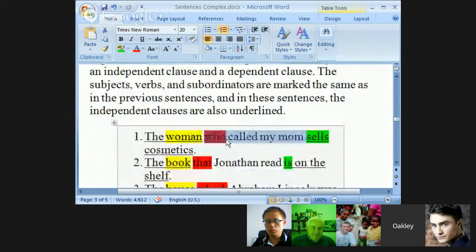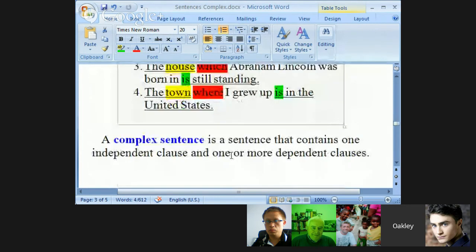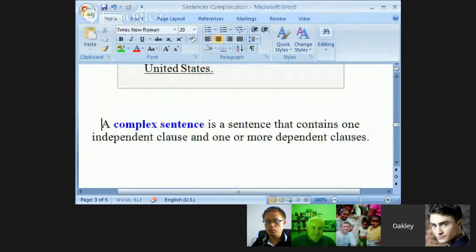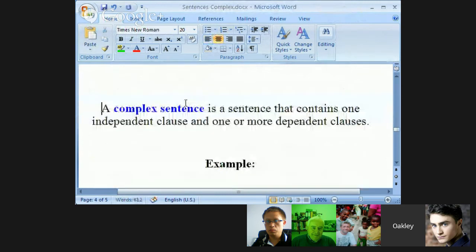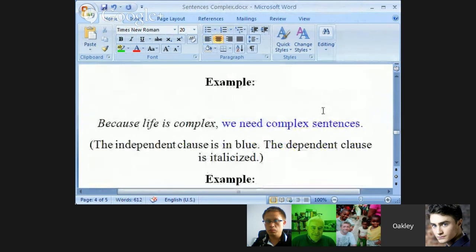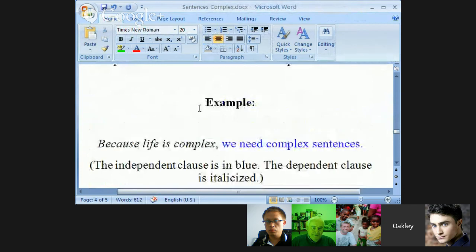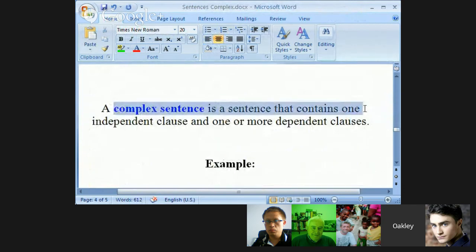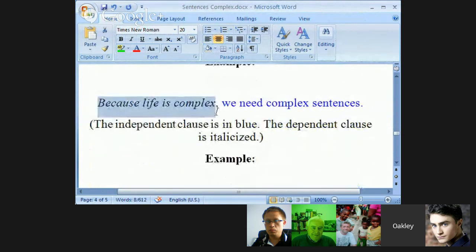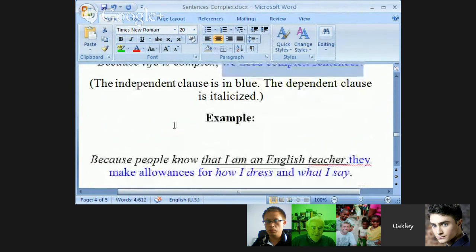So maybe we can try making one of these. Let me just take a look at a couple other quick things. Review, and then we'll come back and try to make a complex sentence with an adjective clause, aka a relative clause. A complex sentence is a sentence that contains one independent clause and one or more dependent clauses. That's it. Because life is complex, we need complex sentences. Pretty simple.